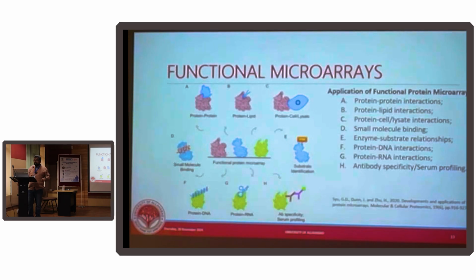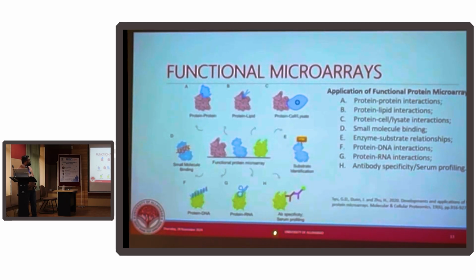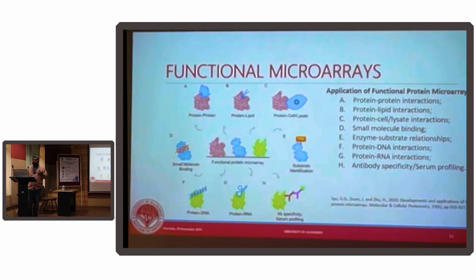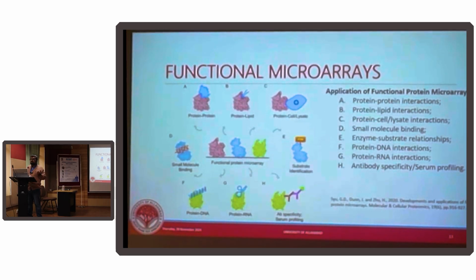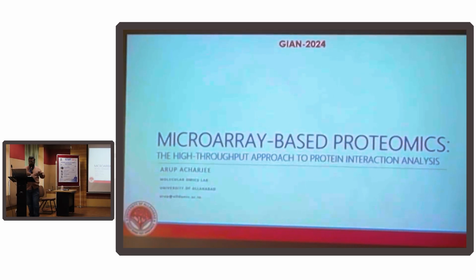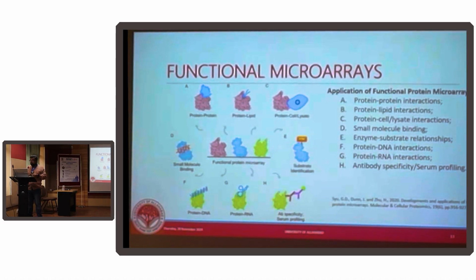So just to tell you what kind of functional microarrays we have: a protein-protein interaction microarray. We have a protein-lipid. B shows protein-lipid. C shows protein and cell lysate. D shows small molecule binding. E shows substrate identification of PTMs, substrate enzymes. Then you have protein-DNA, protein-RNA, antibody specificity or serum profiling. So you see, just one technology, but with the variations it can provide. And if you see, none of these studies could be done on a mass spec. And they are usually very much cheaper.